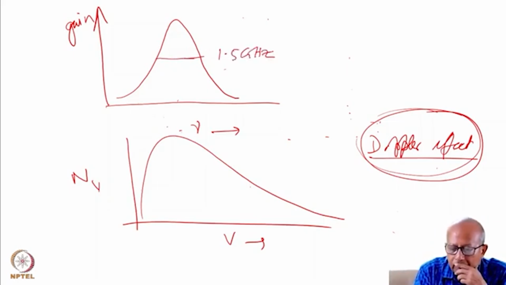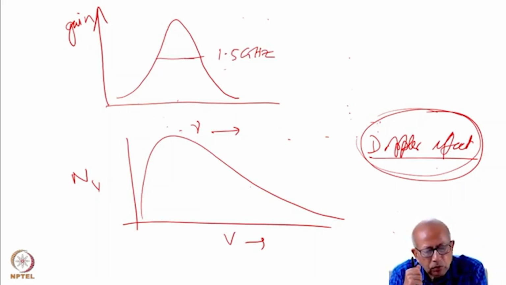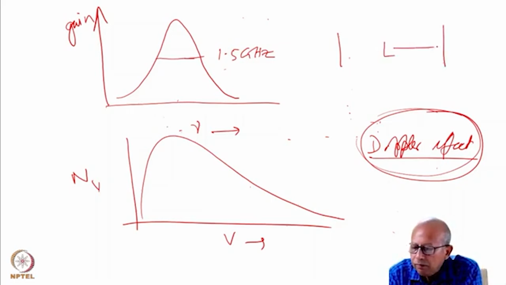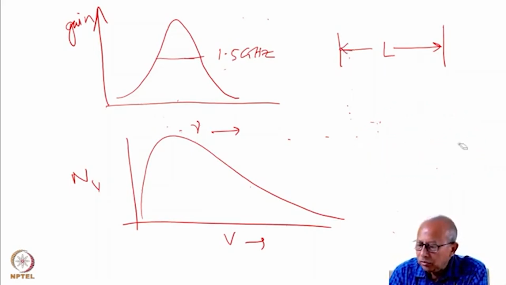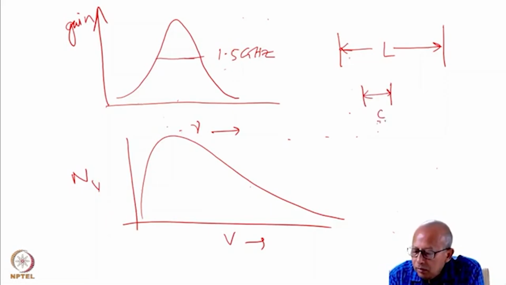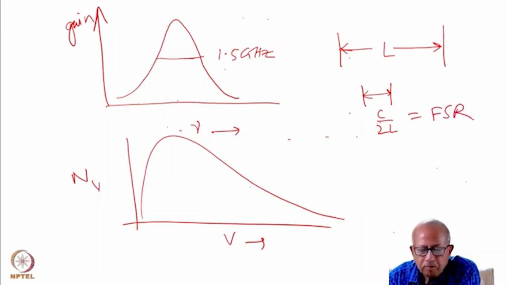So 1.5 gigahertz. How many cavity modes would be able to lase here? You know that for a cavity of length L, the spacing between two adjacent cavity modes is c by 2L, where c is the velocity of light. This is called the free spectral range of the cavity, FSR.